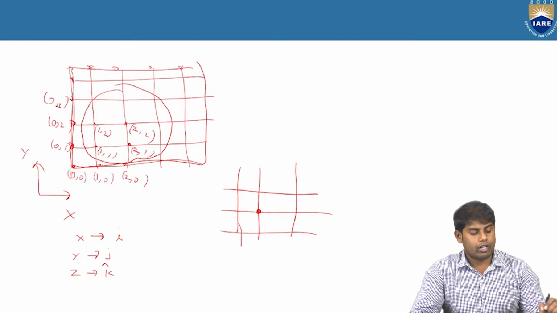So if you are concentrating on an inside point, let's say, what happens? You have these points.